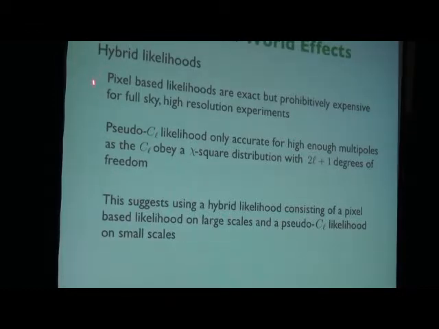On the other hand, for the pixel-based likelihoods, if we're only interested in large angular scales, we can just degrade the resolution of our experiment and make low resolution maps. Then we can evaluate these exact pixel space likelihoods at low L and stitch it together to make these hybrid likelihoods. So this is what's usually done. This is what was done by WMAP, and also what is done by Planck, as I'll show in a second. If there are questions, you can interrupt as before at any point.